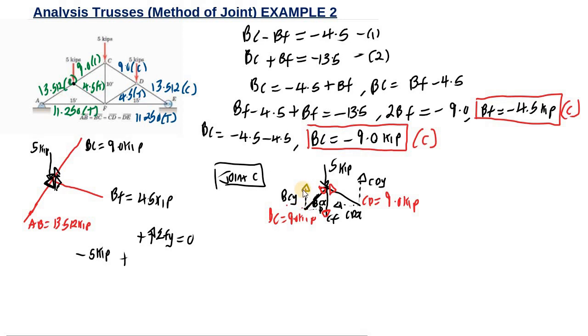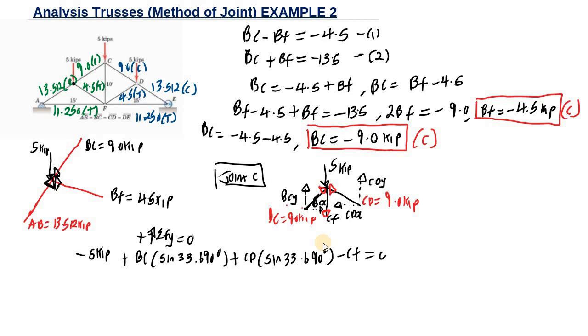Because we are taking a look at the vertical component, it is going to be BC multiplied by sine of 33.690 degrees. For CDY, it is also acting upward, so it is positive as well. So it's going to be plus CD multiplied by sine of 33.690, because we are taking a look at the vertical component. And lastly, we have CF. CF is acting downward, so it's going to be negative. So this is negative CF. We don't have any additional force, so this is equal to zero.